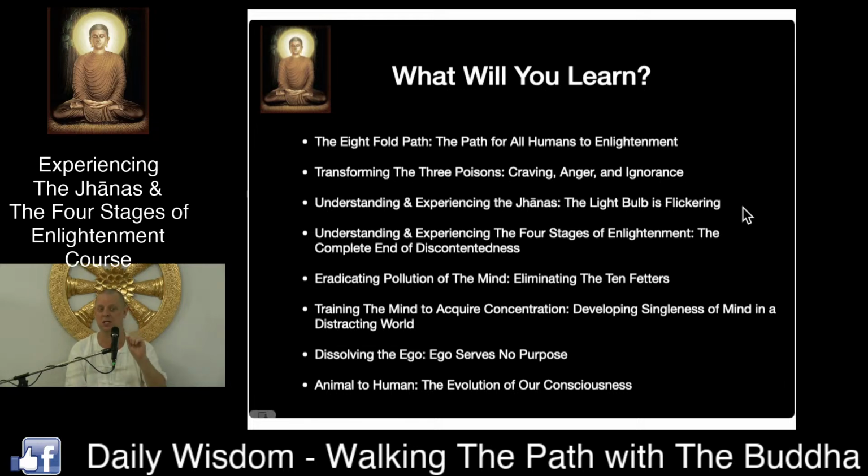So I'm going to go into each individual jhana and explain what they are and how to know whether you're in a particular jhana or not. Then I'm also going to explain to you the 4 stages of enlightenment. This is where your mind's moving from the jhanas into these 4 stages, and I'm going to show you how you can know that your mind's moving through these 4 stages, and ultimately the 4th stage of enlightenment itself.